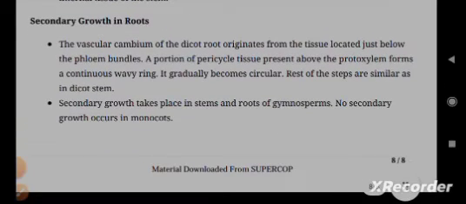Secondary growth in roots. Vascular cambium of the dicot root originates from tissue located just below the phloem bundles. A portion of pericycle tissue present above the protoxylem forms a continuous wavy ring. It gradually becomes circular. The rest of the steps are similar to those in the dicot stem. Secondary growth takes place in the stems and roots of gymnosperms. No secondary growth occurs in monocots.